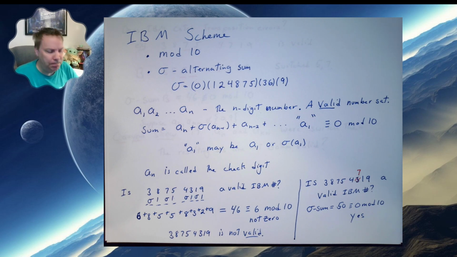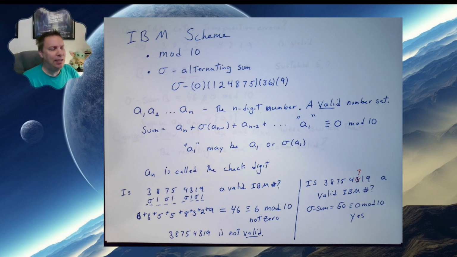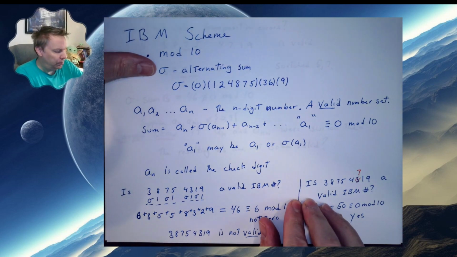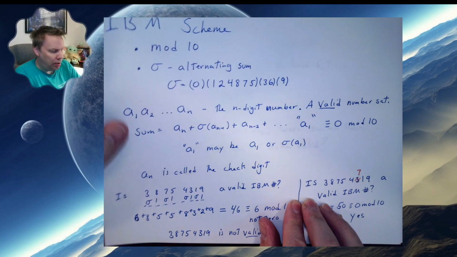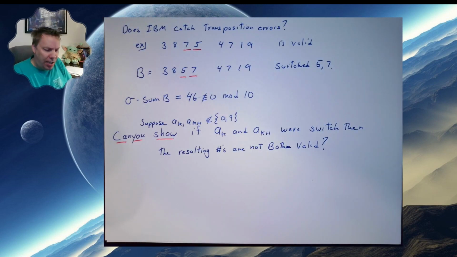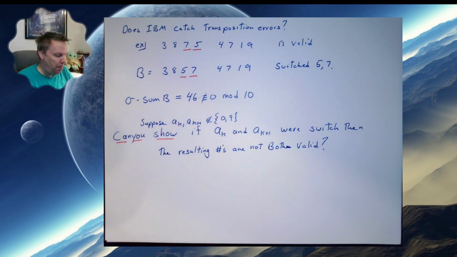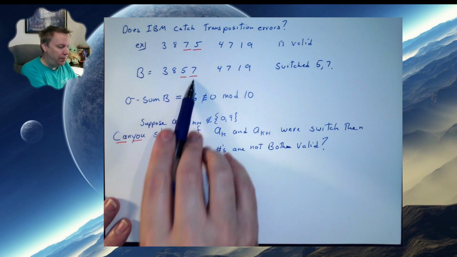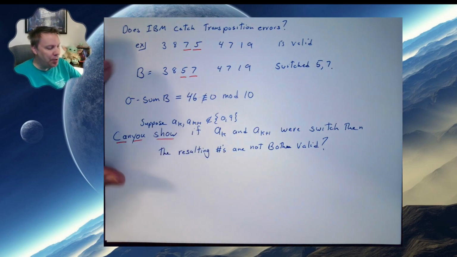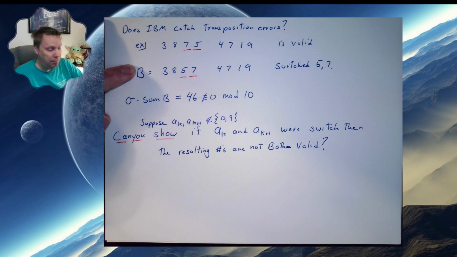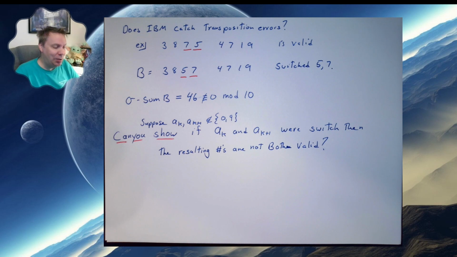Is the scheme any good? Well, one of the first checks I want to do is, does it even detect transpositions? So here's a quick example. Here's the number that we just determined was a valid IBM number. I'm going to switch the 7 and the 5. So if I do the sigma sum on my new number, I wind up getting 46, which again is not 0 mod 10.